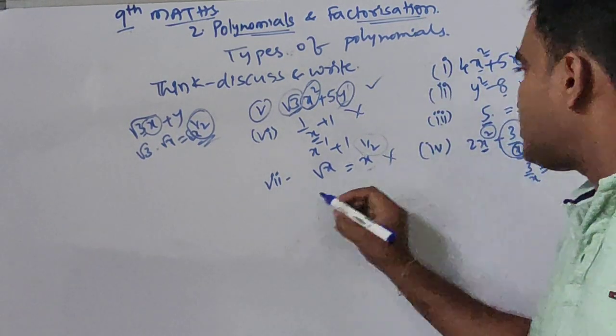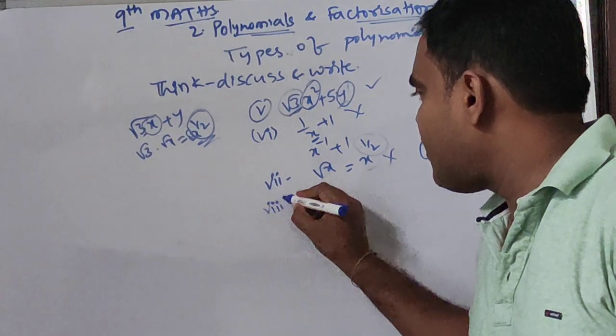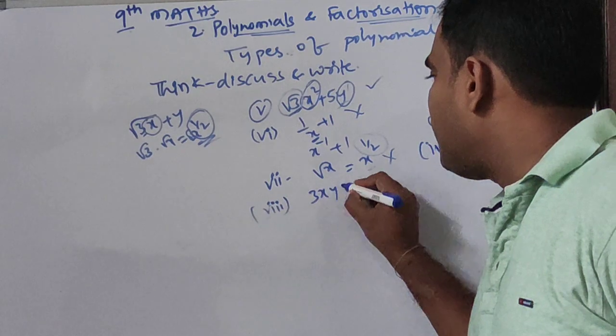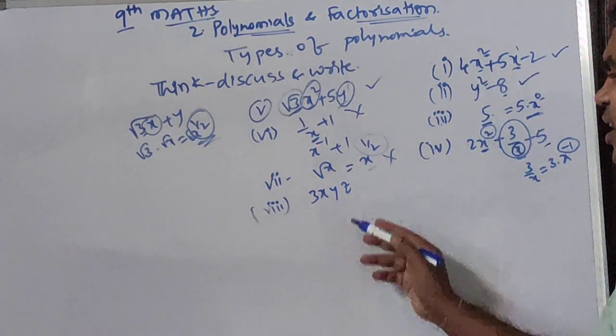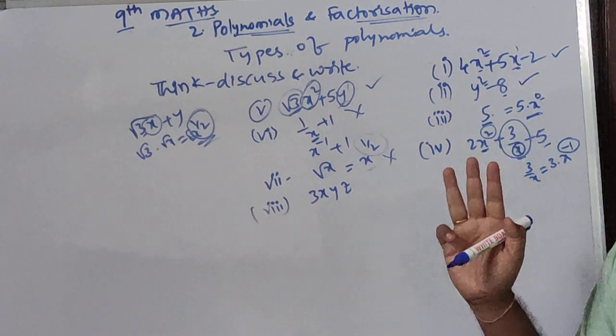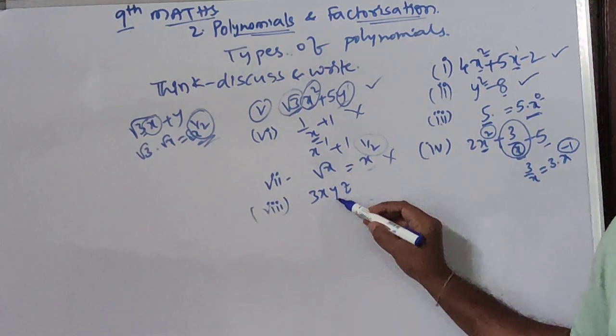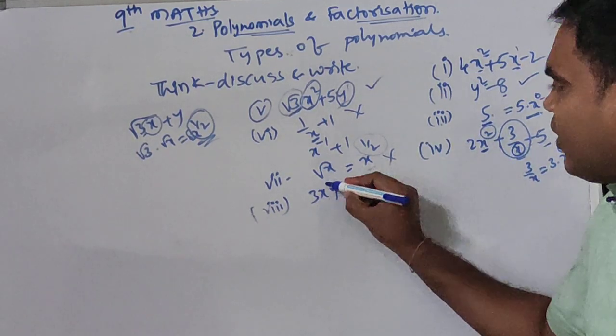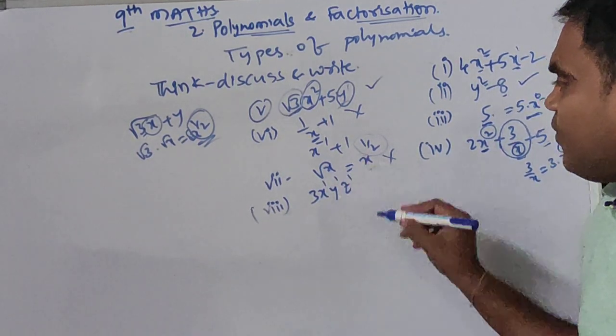Next, eighth one, 3xyz. This is an expression in three variables. What are the variables here? x, y and z. These three are the variables. What is the power of x? 1. Power of y? 1. Power of z? 1.